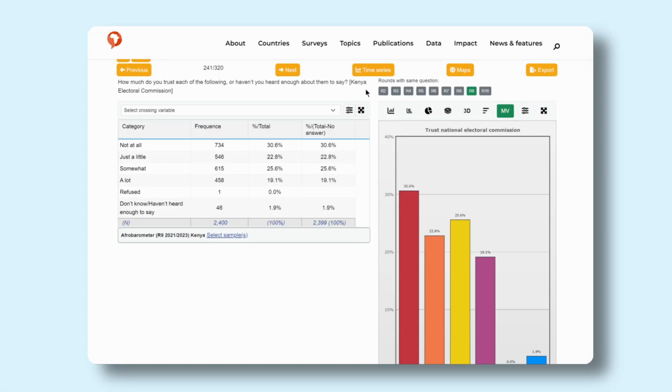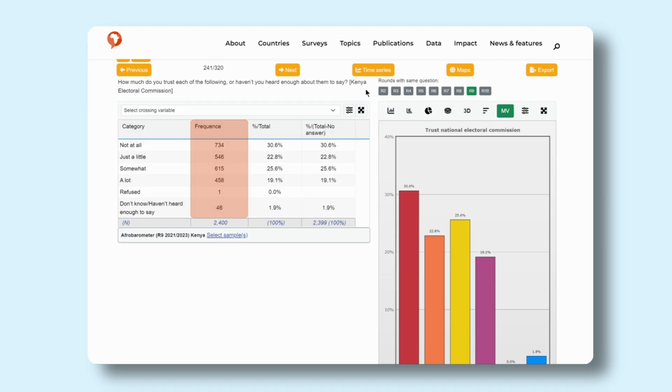Now let's dive into the data. In the results shown on our screen, the first column titled Category lists the possible response options for the question we selected. Think of it as a menu of answer choices. The second column, labeled Frequency, is all about raw numbers. It tells you how many people selected each answer option.